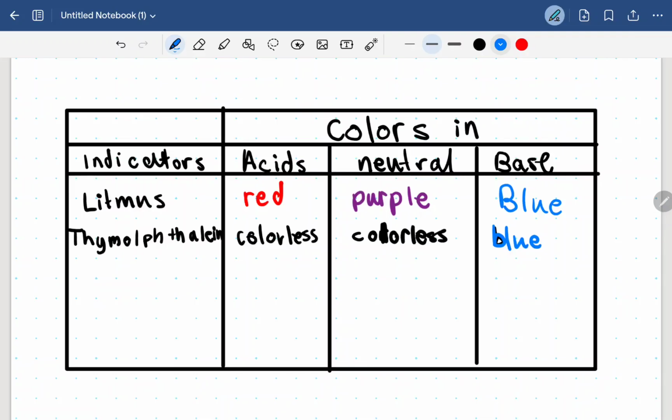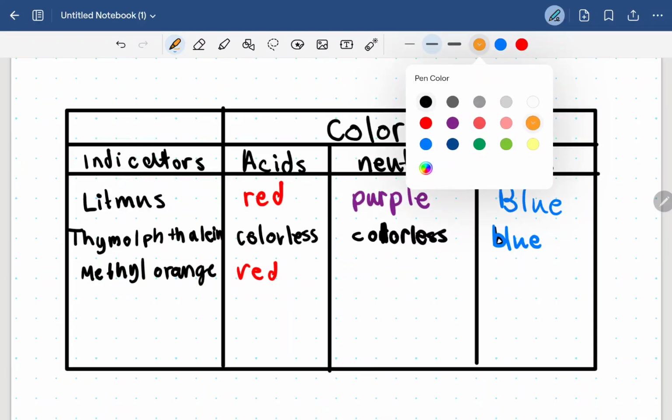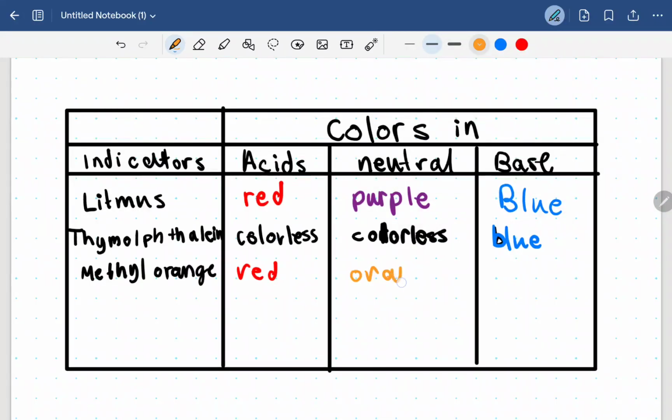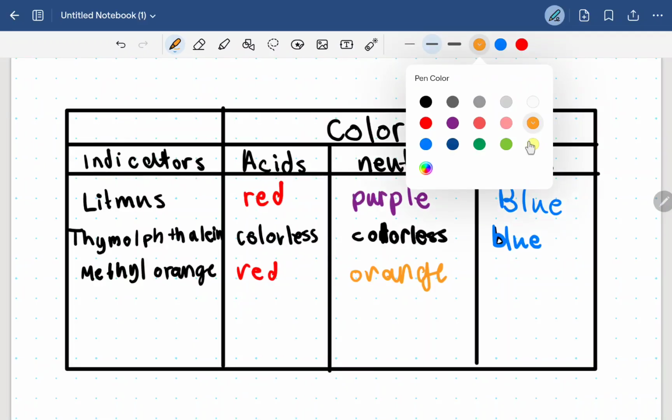Now we have methyl orange. Which is red in acids, orange when neutral, and yellow in bases.